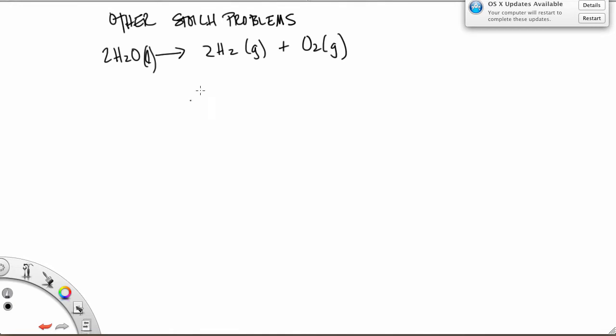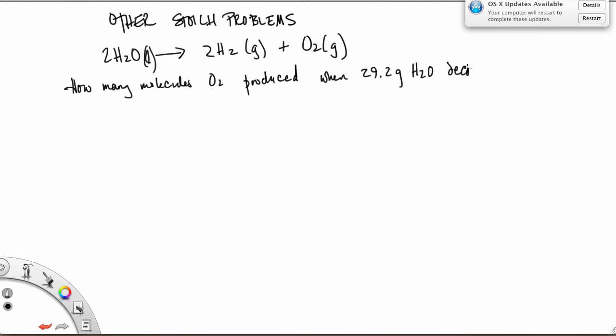And let's say we want to find out how many molecules of oxygen are produced when we have 29.2 grams of water decomposing. So what we have to do is list our known quantity, which is 29.2 grams of water. What are we looking to find? We want to find molecules of oxygen.